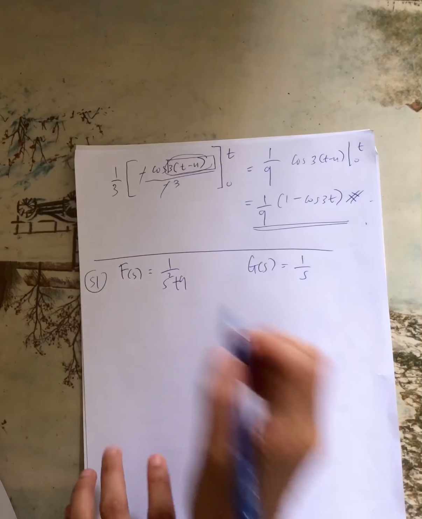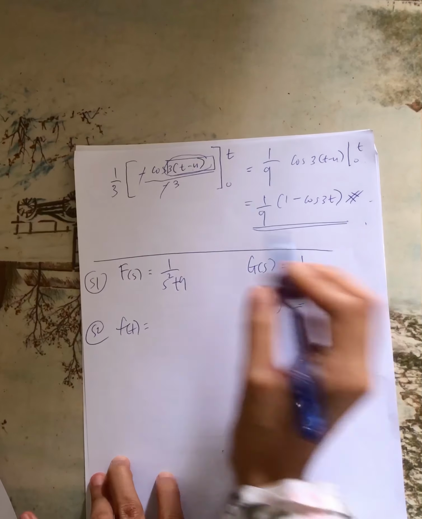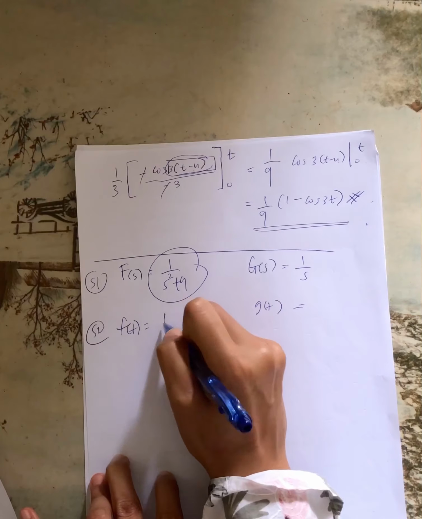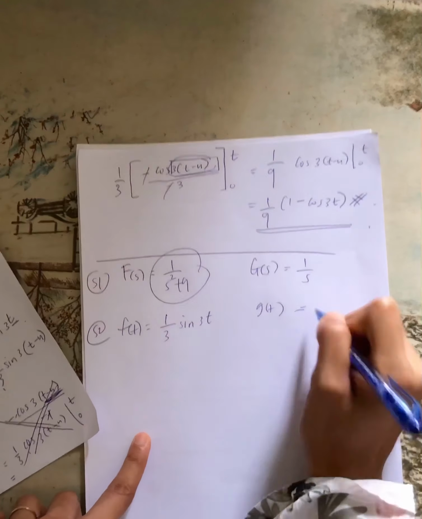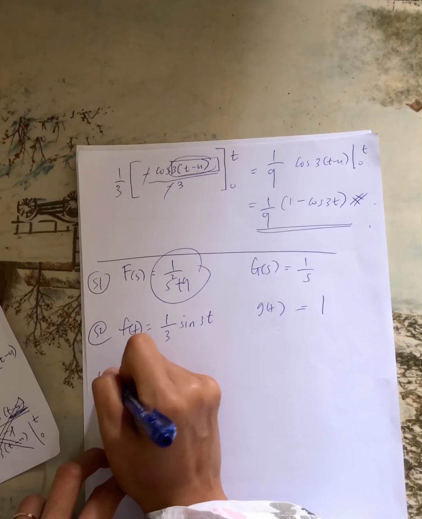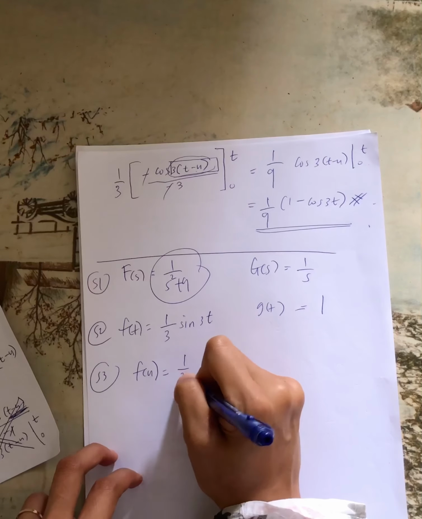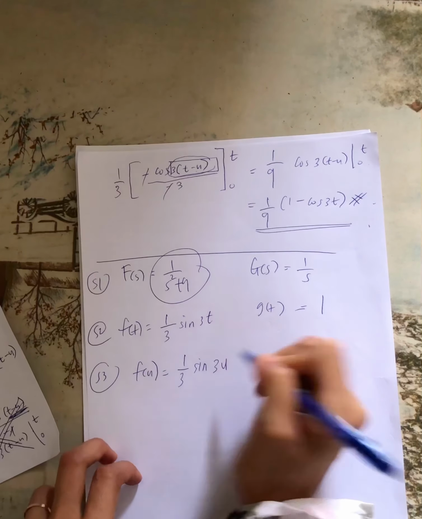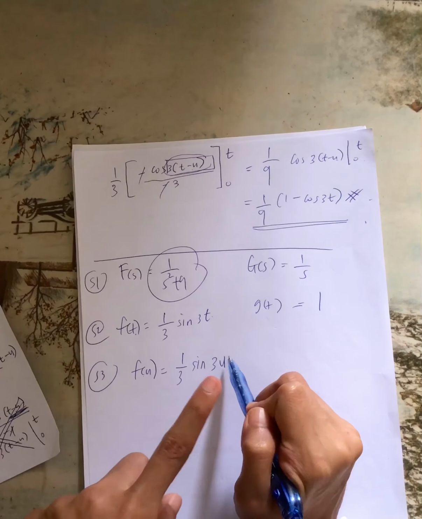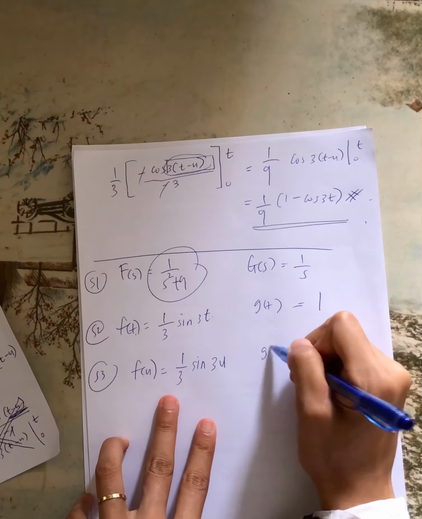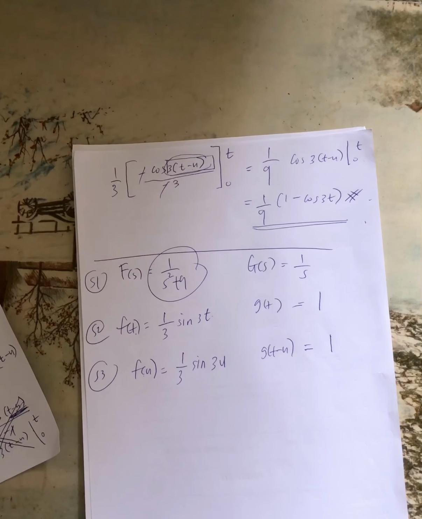So step number 2, find your f(t), find your g(t). By using the table, you still get the same answer as the previous one, which is 1 over 3 sine 3t, and in this case you get 1. Step number 3, find your f(u). What is f(u)? 1 over 3 sine 3u. You will replace t with u. And then this one is g(t minus u), and the answer is 1.